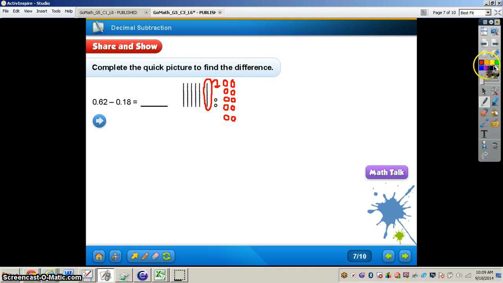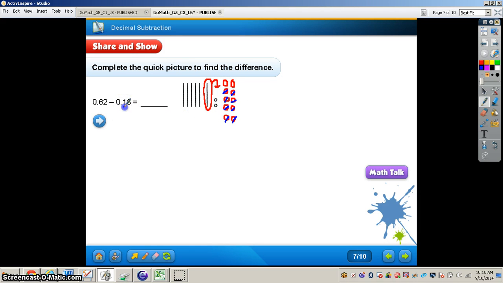Pretty easy there. I'll use a different color of ink to represent subtraction now. So we're going to take away 8 of these hundredths. So let's cross them out. 1, 2, 3, 4, 5, 6, 7, 8. Now you can see I have 4 hundredths left over.